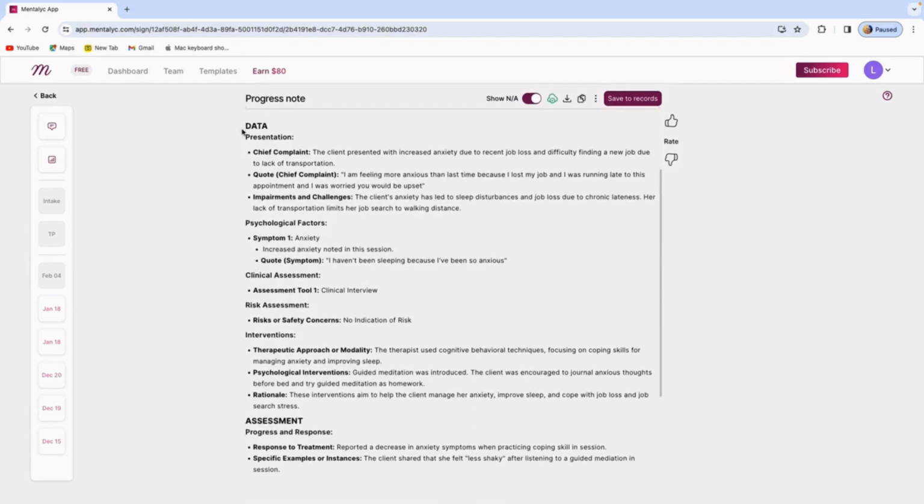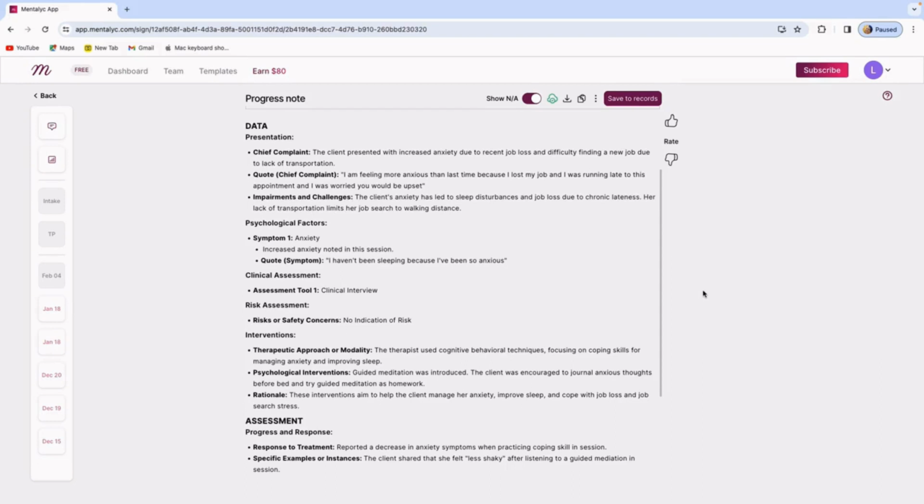So first is the data, like we talked about, the chief complaint. So she was complaining about anxiety and it presented in session. We added a quote, so that was pulled from something the client directly said, where she said, "I feel more anxious than last time because I lost my job and I was running late to this appointment and I was worried you would be upset. The client's anxiety has led to sleep disturbances and job loss due to chronic lateness. Her lack of transportation also limits her job search to walking distance positions."